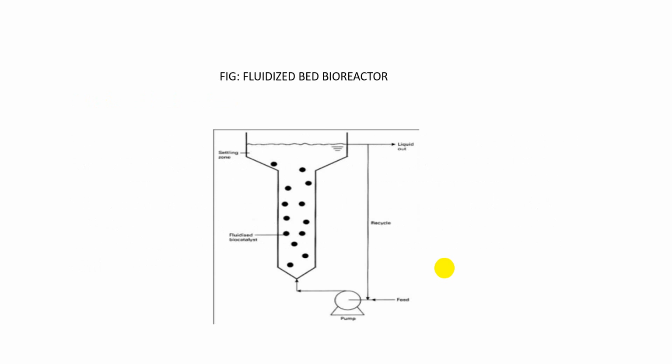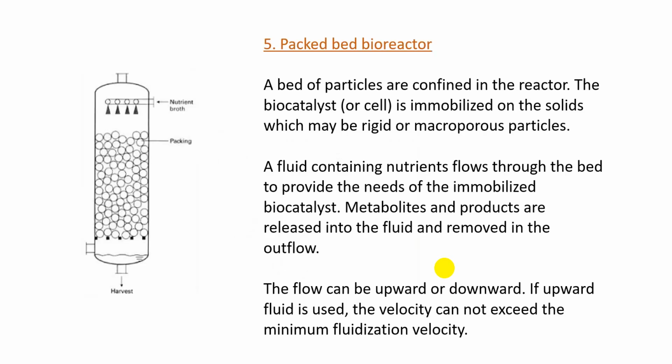Here you can see the biocatalyst, which is usually an immobilized enzyme coated on the beads. You can see the beads. These beads can be solid or they can be porous. Then the fifth type of bioreactor is the packed bed bioreactor. It has a bed of particles that are confined to the reactor, and the biocatalyst is immobilized on the solids, which may be rigid or macroporous particles.